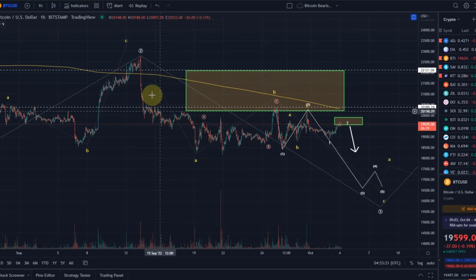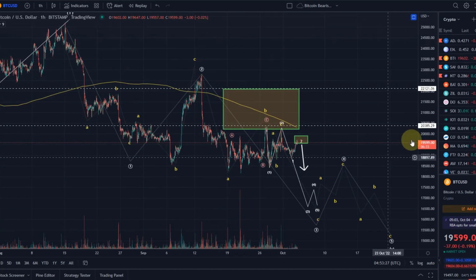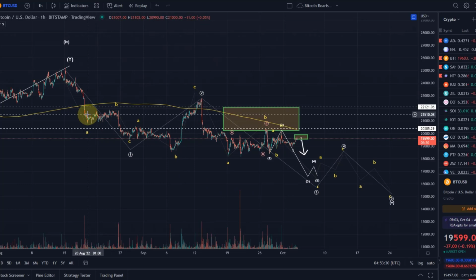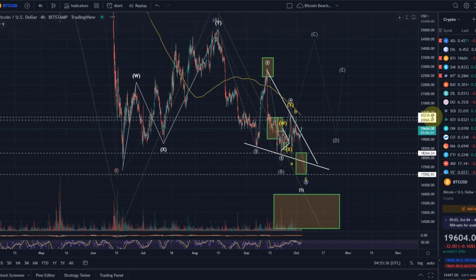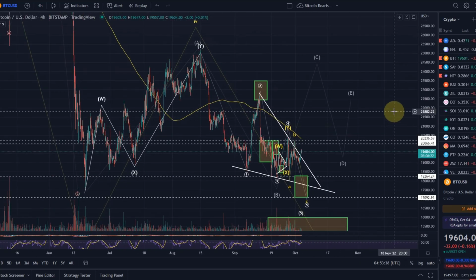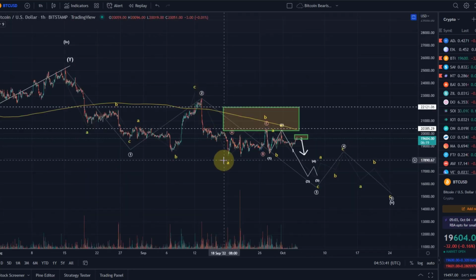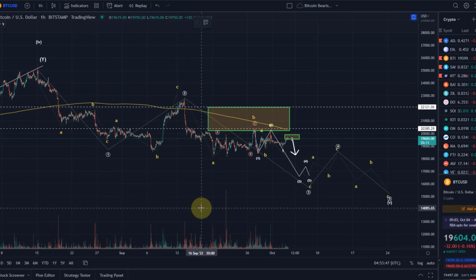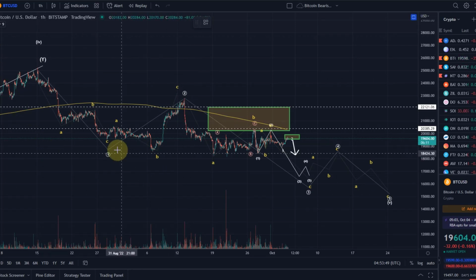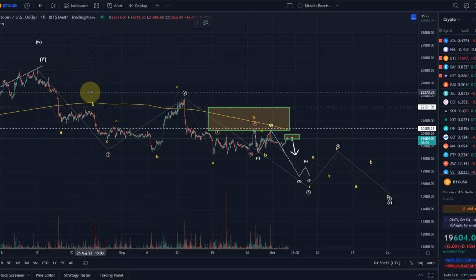Yeah, as you know, there are different ways of counting this. My primary expectation is this chart here, but it could also be this chart where I count the decline a little bit differently. So I'm going to take you through both. The first one is my primary one, but to be honest, the other one is basically as likely. At the moment, it's best to keep an open mind with Bitcoin.